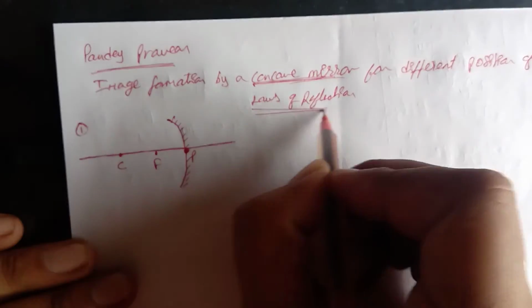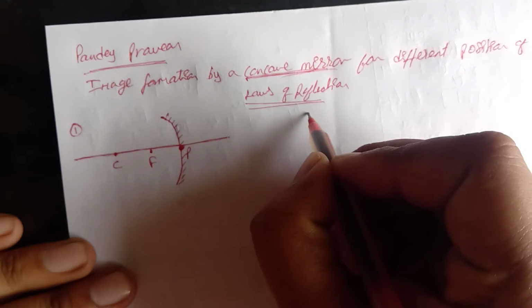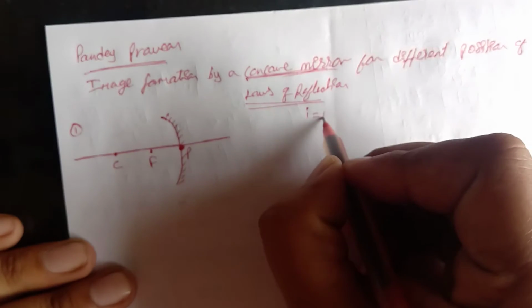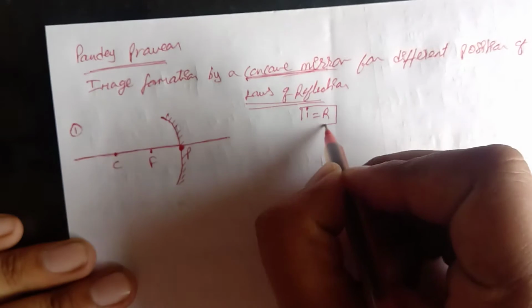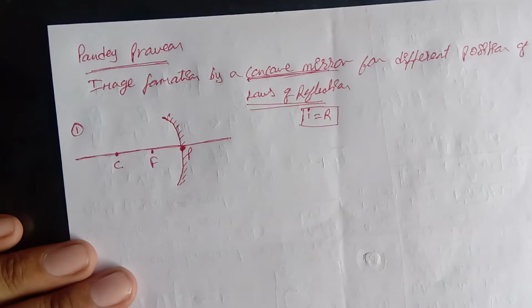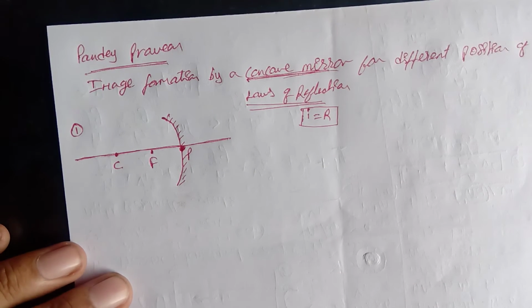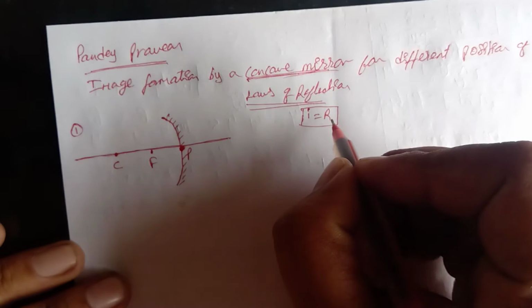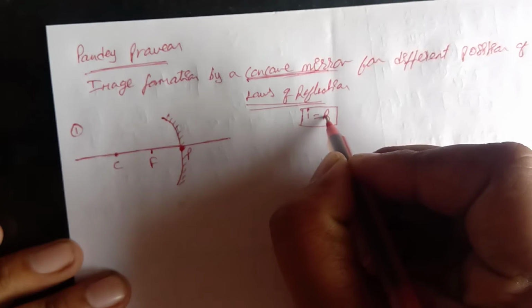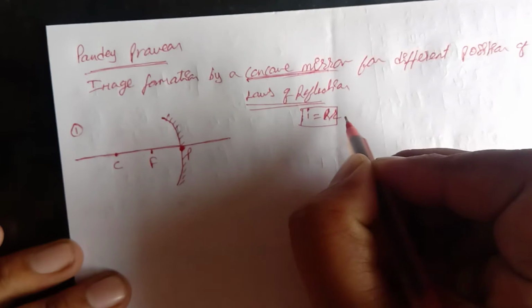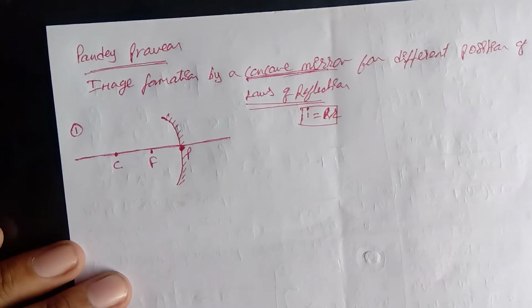And remember that it follows the laws of reflection. Of that, the first one is very important. Angle of incidence is equal to angle of reflection. Remember this one. So actually this is not capital R, it should be small r. So i is equal to r.